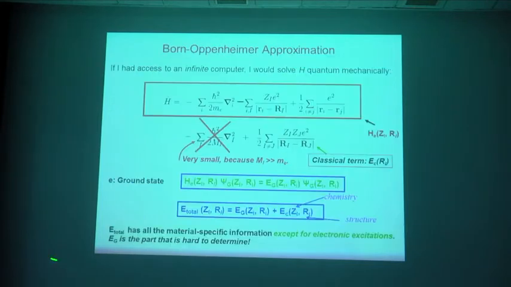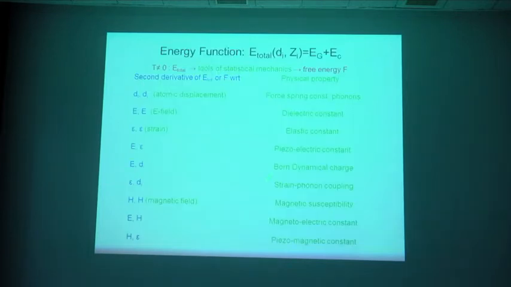So why this statement? You should question me. Why does total energy have all the material-specific information other than electronic excitation? And the answer is here. On the right-hand side, in the second column, I have various properties of a crystal or a molecule, and they are all second derivatives of this total energy.